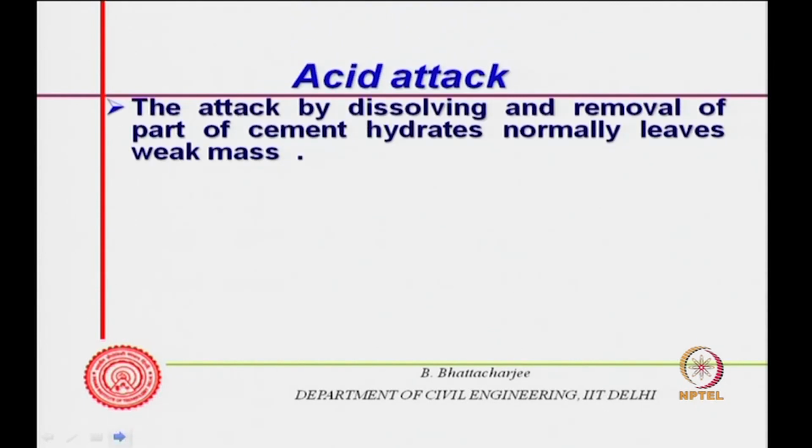Now, attack by dissolving and removal of part of the cement hydrates normally leaves a weak mass. It actually causes a kind of leaching. It will attack calcium hydroxide, which will be removed, and the mass becomes weak. In this lower alkaline environment, C-S-H itself may not be as stable as it was otherwise, and it is porous also at the same time, because calcium hydroxide has been removed by formation of salts. Normally, acid leaves a kind of weak mass, and this weak mass gradually tends to pop out.